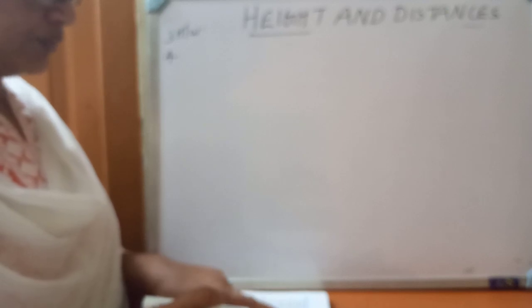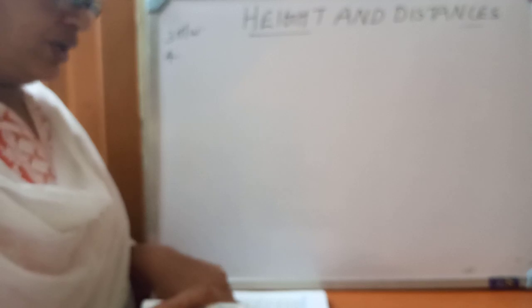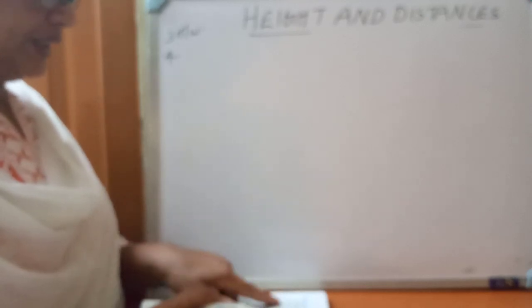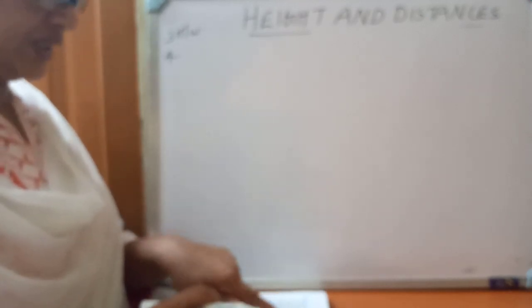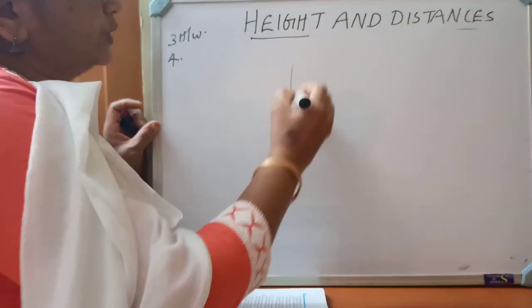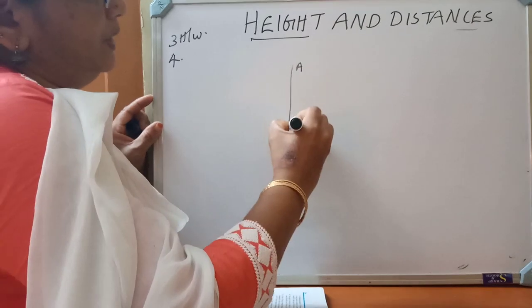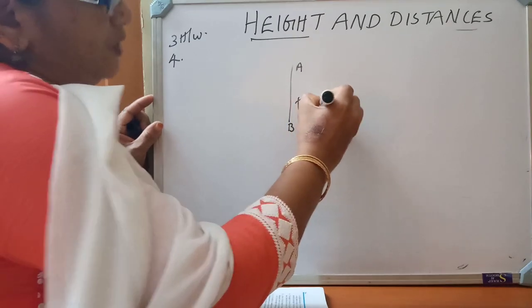Question number 4. The angle of elevation of the top of a tower from a point on the ground which is 30 meter away from the foot of the tower is 30 degree. Find the height of the tower. So read the question carefully. So we will have a tower. Okay. So we must draw a tower first. AB is a tower. Okay.